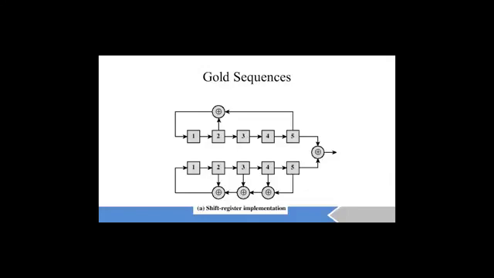In this example, the two shift registers generate the two M sequences, and these are bitwise XORed. In general, the length of the resulting sequences is not maximal. Further, the desired gold sequences can only be generated by preferred pairs of M sequences.